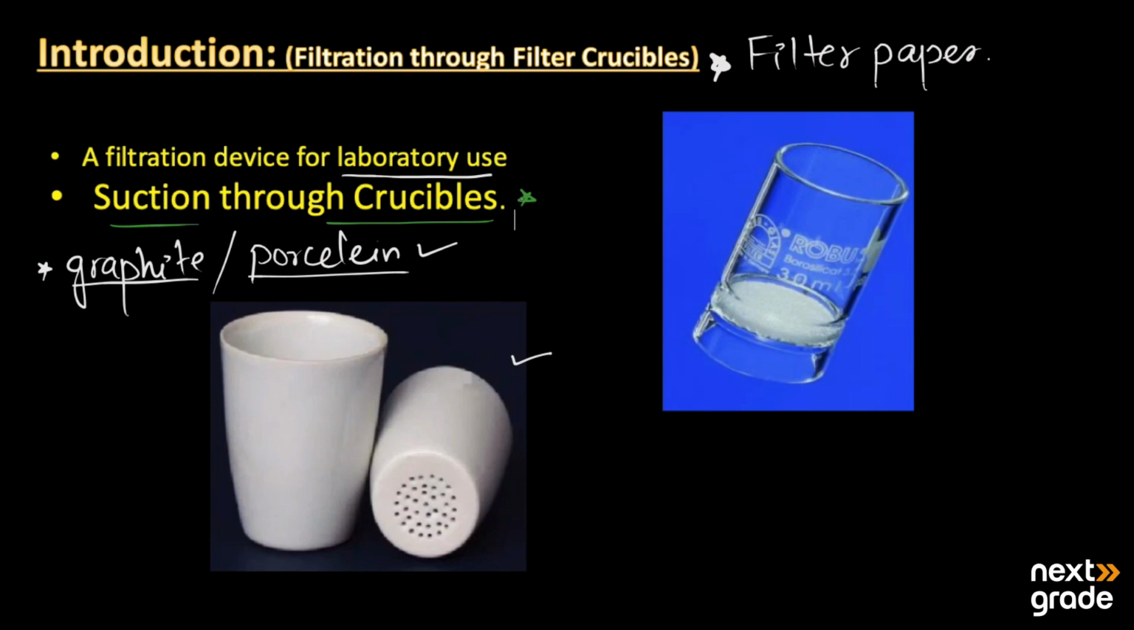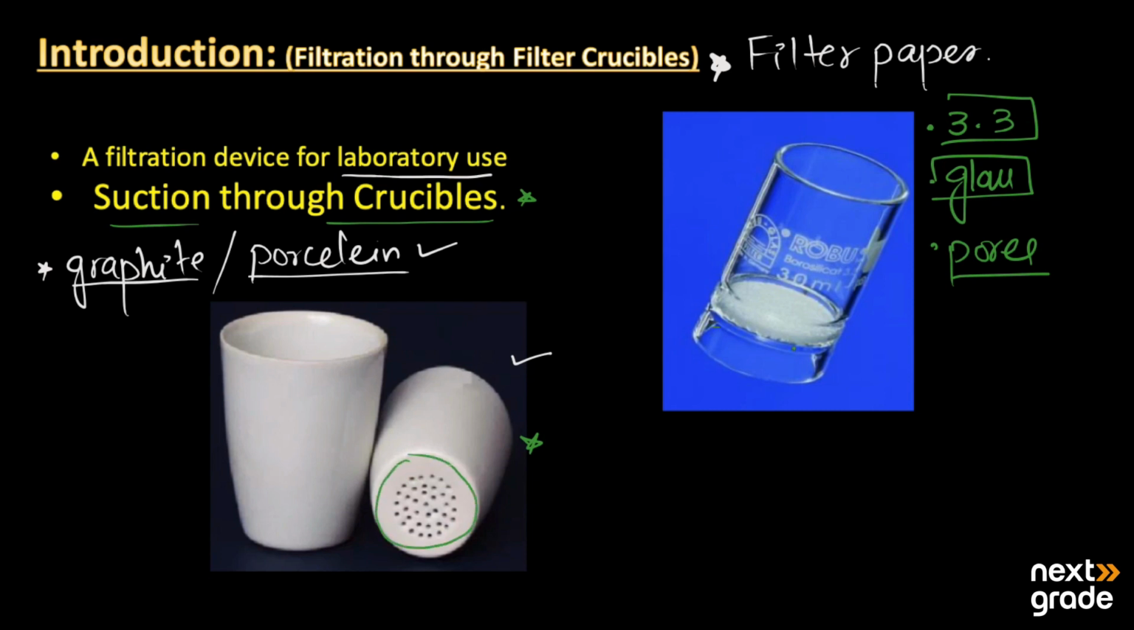Now here the question arises: how are the crucibles made? Basically, their manufacturing has an expansion of about 3.3, and they are fitted with an integral glass. They have an integral glass in the center, and that glass has pores. It is used for the purpose of filtration. On the other hand, their bottom is totally flat, like a flat surface.